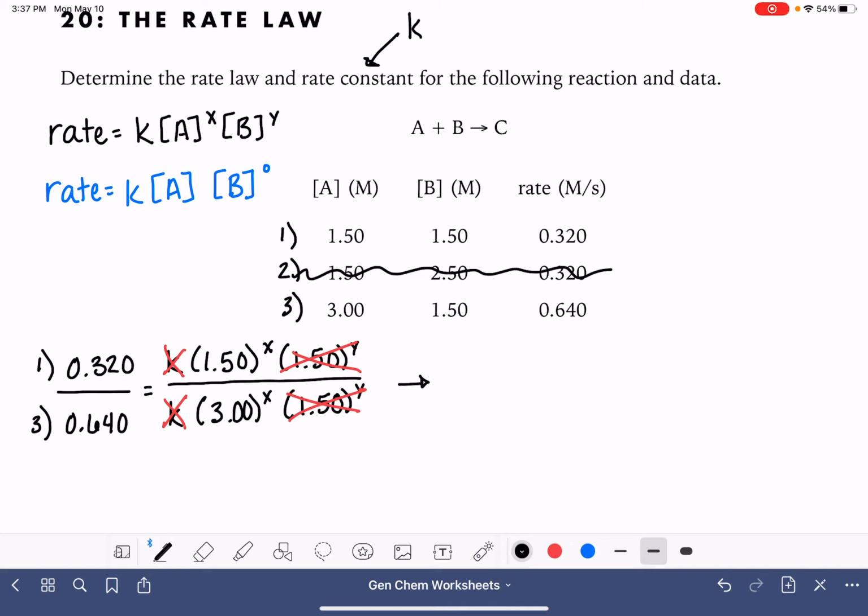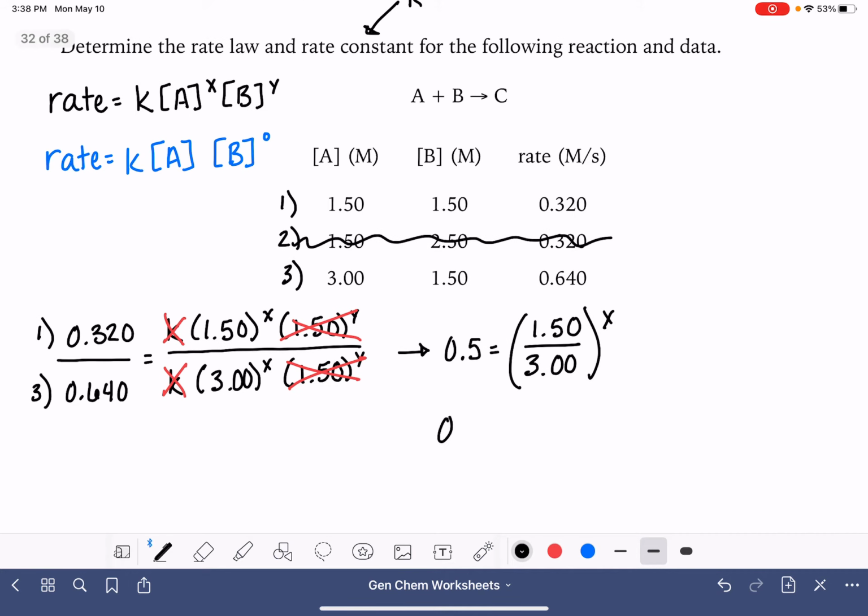And we'll simplify this. 0.32 divided by 0.64 is 0.5. And that is going to be equal to 1.5 divided by 3 to the x. Now we'll simplify inside those parentheses. 0.5 is equal to 0.5 to the x. And again, this one you can almost certainly do in your head. X is 1.